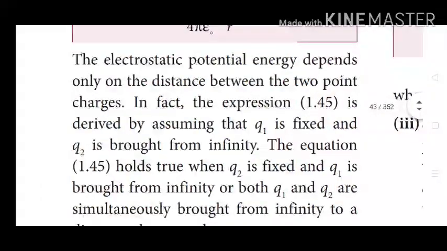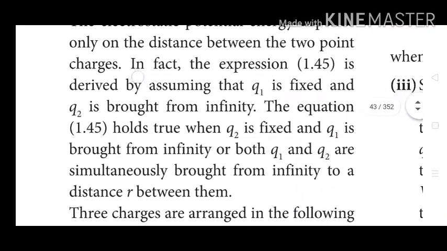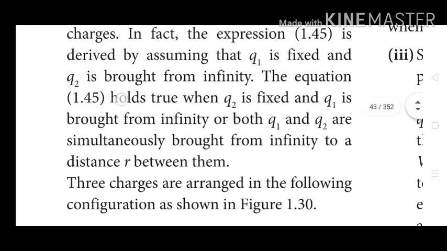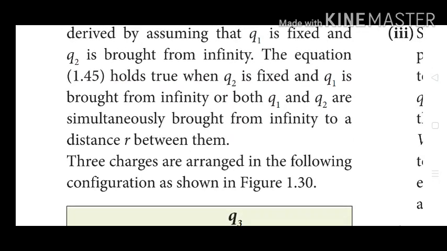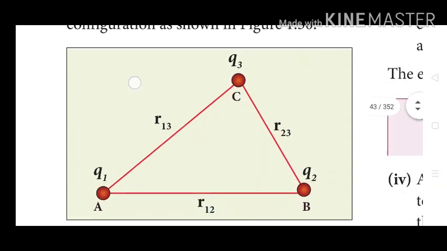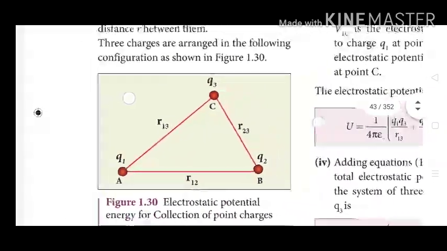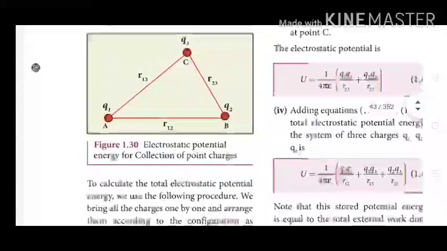In fact, the expression 1.45 is derived by assuming that Q1 is fixed and Q2 is brought from infinity. The equation 1.45 holds true when Q2 is fixed and Q1 is brought from infinity, or both Q1 and Q2 are simultaneously brought from infinity to a distance r between them. Children, the diagram shows electrostatic potential due to a collection of charges.